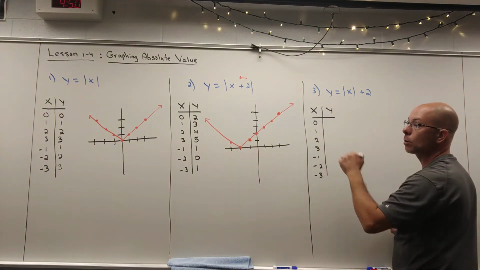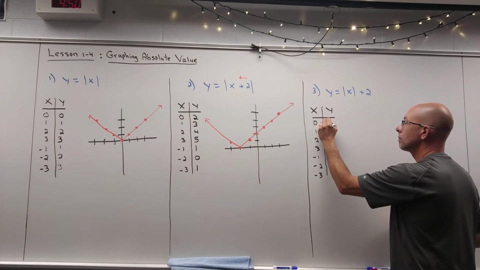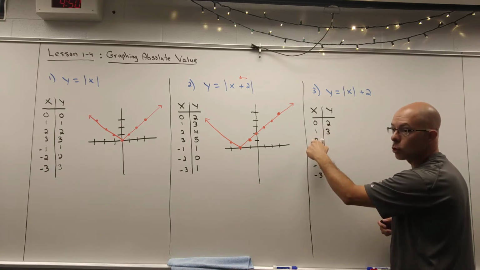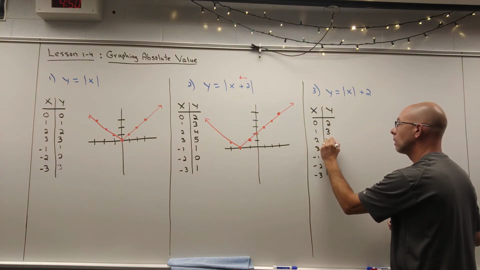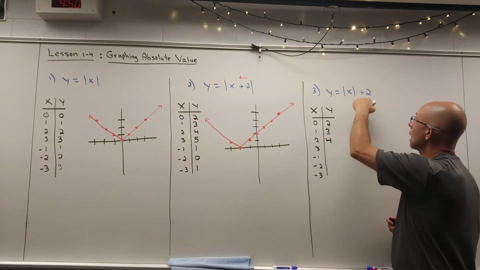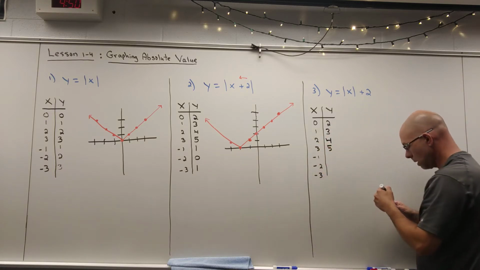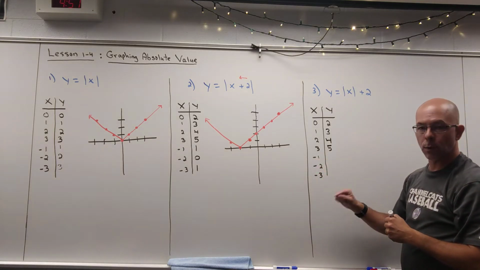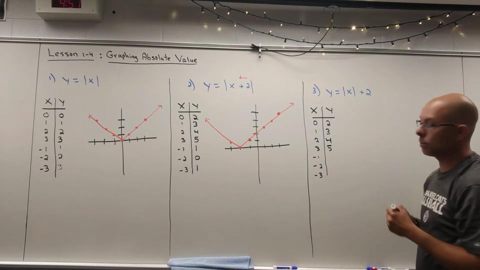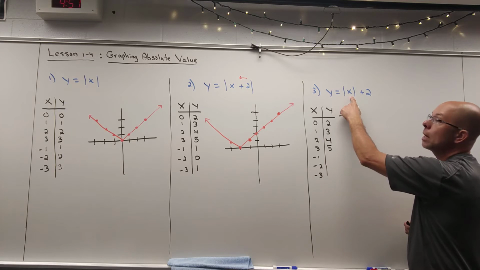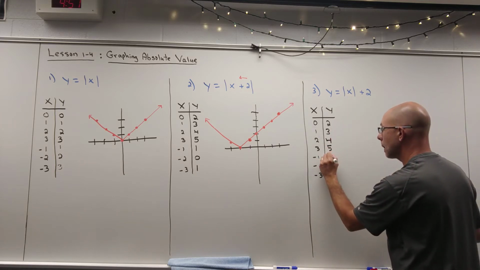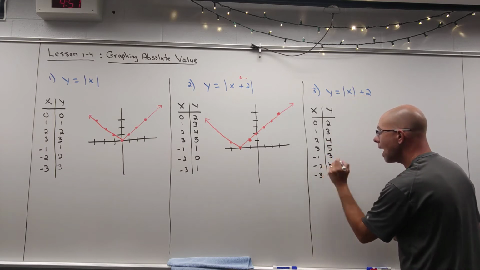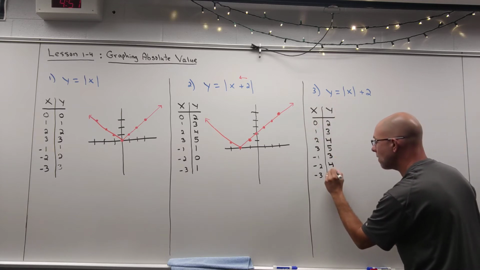So the absolute value of 0 is 0, add 2. Absolute value of 1 is 1, add 2. Absolute value of 2 is 2, add 2. Absolute value of 3 is 3, add 2. The absolute values of negative 1, negative 2, and negative 3 are positive 1, positive 2, and positive 3. So understand that. Absolute value is 1, plus 2 is 3. Absolute value of negative 2 is 2, plus 2 is 4. Absolute value of negative 3 is 3, plus 2 is 5.